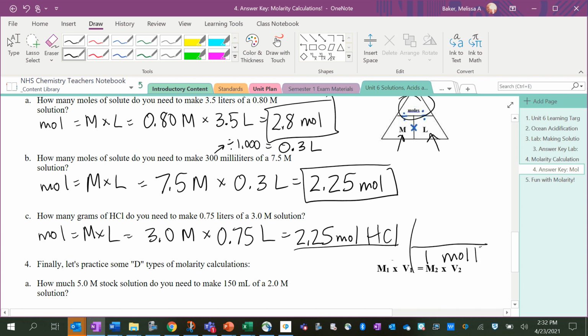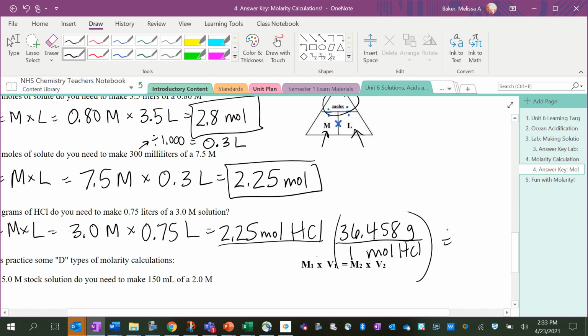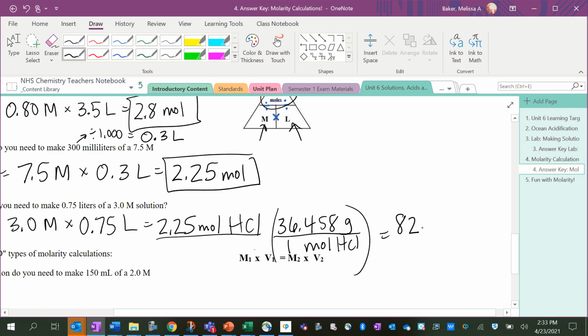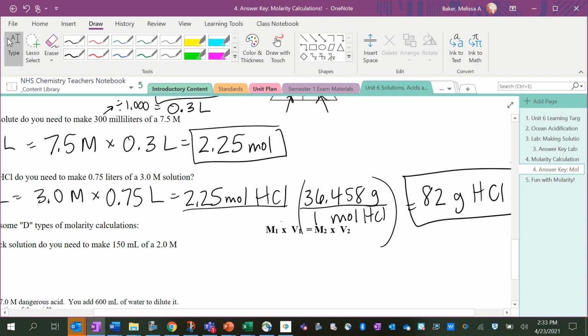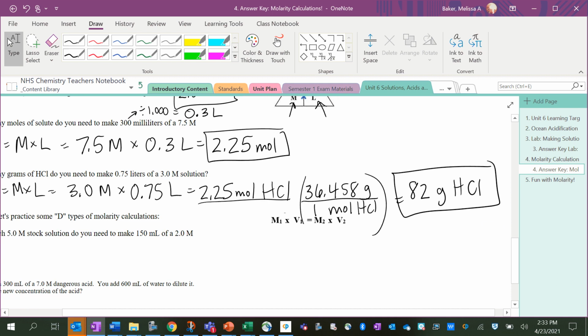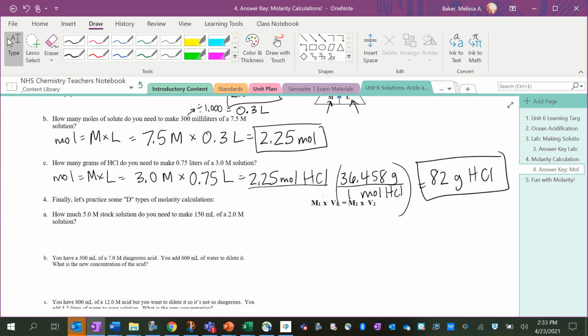Well, how much does 1 mole of HCl weigh? Cl is 35.45. Typing it into my calculator. Plus hydrogen is 1.008. So that's a molar mass of 36.458. Multiplied by moles. Answer, 82 grams of HCl. So that's how much you would add to 0.75 liters to get your 3 molar acid.